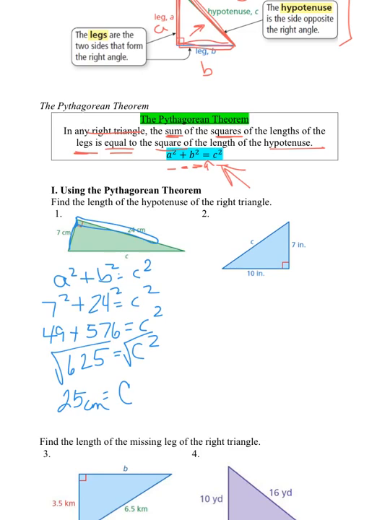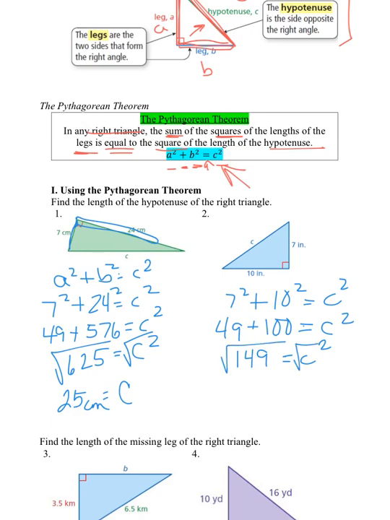Use the same process in the next one. So your legs, a squared, we'll call it 7 squared, plus b squared, which is 10 squared, equals c squared. I could have done 10 squared plus 7 squared. It doesn't matter. So 7 squared is 49 plus 10 squared is 100 equals c squared. Simplify your left side, so you get 149 equals c squared. Then at this point, we're going to do our inverse operation, and we're going to square root both sides.